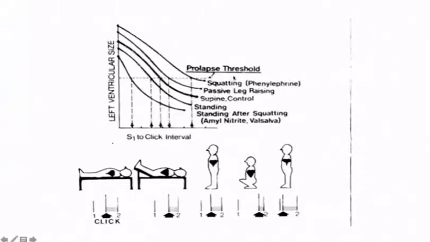So coming to the prolapsing threshold, with increased LV volume, that is in patients with squatting or passive leg raising in supine position, the click murmur will be more delayed, whereas in standing patients or in the strain phase, the click murmur will be more early.